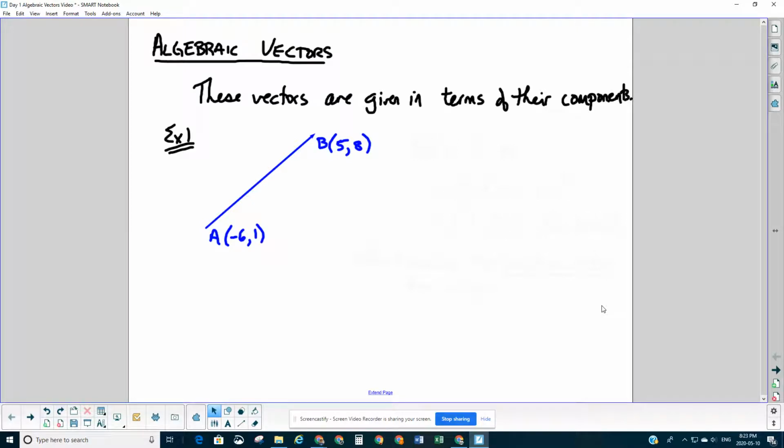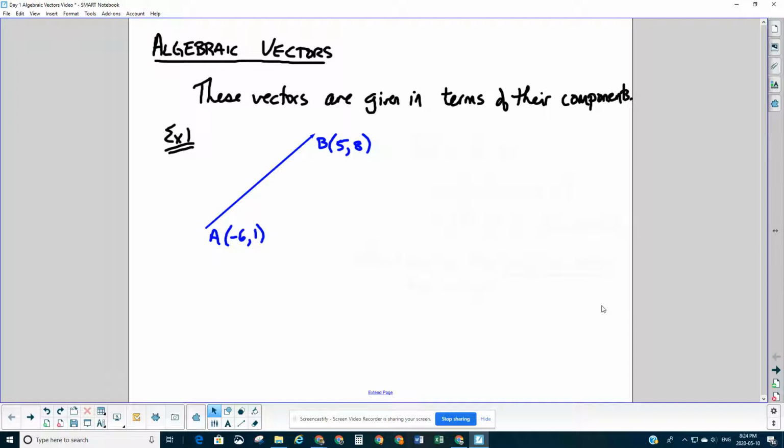Today we start a brand new unit called Algebraic Vectors, and it's a different way of representing the vectors that we studied in our last unit on geometric vectors. This notation and this representation is better for doing quicker calculations. It's not quite as easy to visualize as geometric vectors are, but definitely a lot easier to do complex calculations with algebraic vectors.